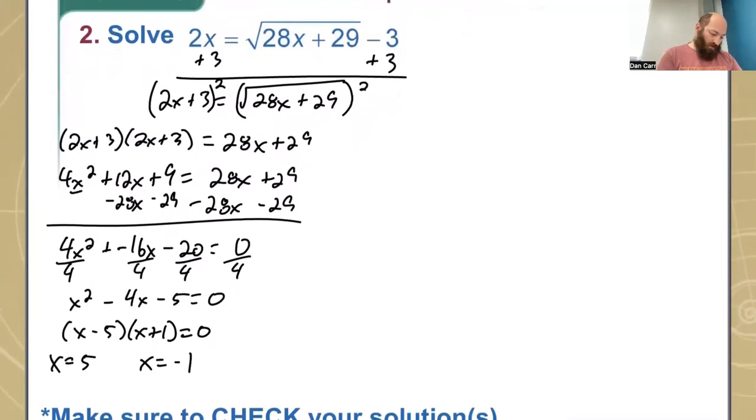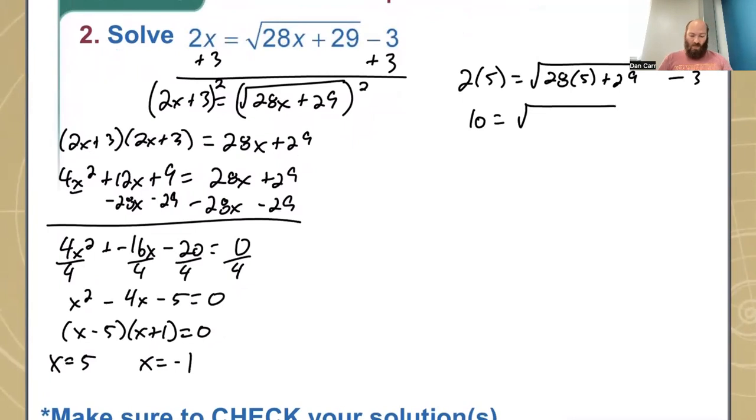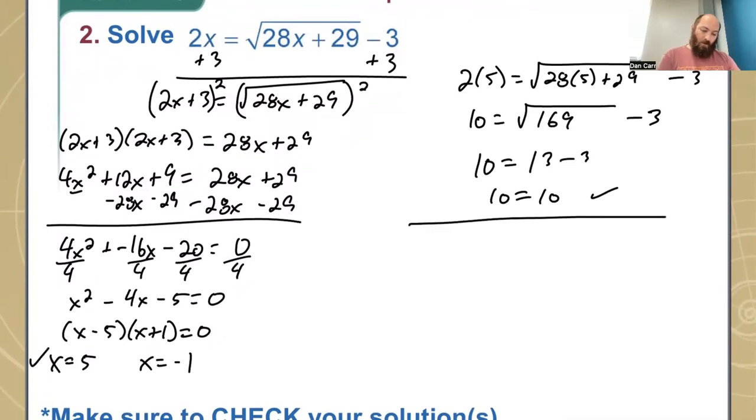So I'll do the first one. I've got 2 times 5. Does that equal the square root of 28 times 5 plus 29, and then minus 3? So 2 times 5 gives me 10. 28 times 5, and then plus 29 after that, gives me 169, minus 3. The square root of 169 is 13, minus 3, so 10 equals 10. We're good here.